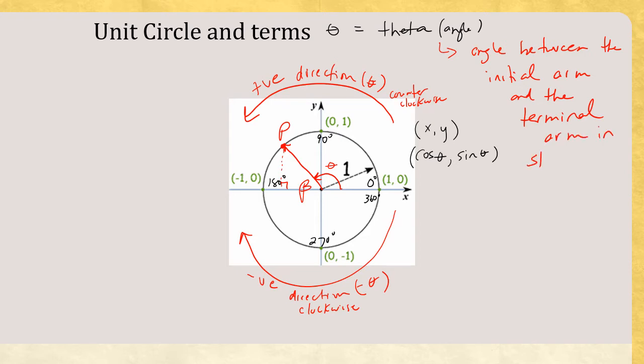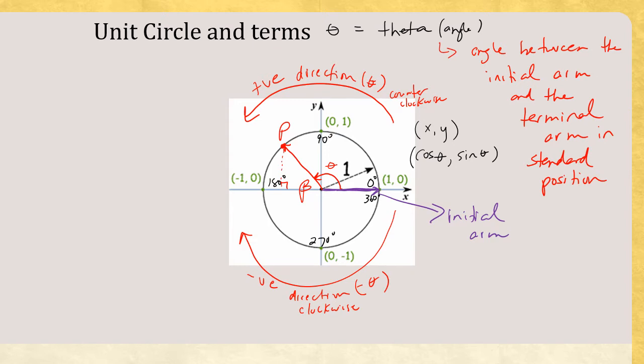In standard position. So you're going to see these terms pop up now. We're going to talk about what each one of these means. So the initial arm, let's talk about that. The initial arm is just where you start, which for us almost always is going to be this line right here that I'm doing in purple. So that right there is the initial arm. In other words, where you start.